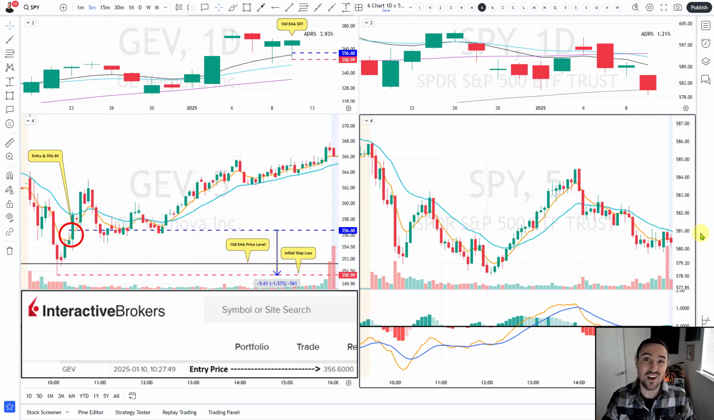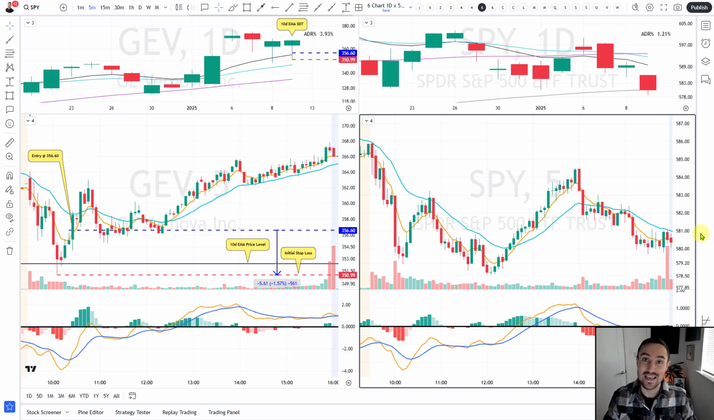Now we've got this side by side versus the S&P ETF. The reason for that is because I want to teach you about the importance of looking for relative strength, both on the daily chart but also from an intraday perspective. So that's going to be something new, hopefully, and really help you dial in on those leading stocks.